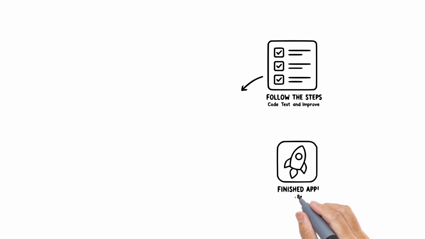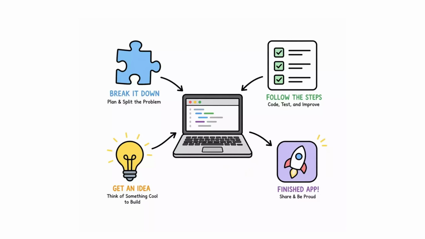Coding is really about solving problems in a clear way. You are not just typing commands, you are figuring out what needs to happen, in what order, and under what conditions. That is why strong problem-solving skills matter so much in programming.